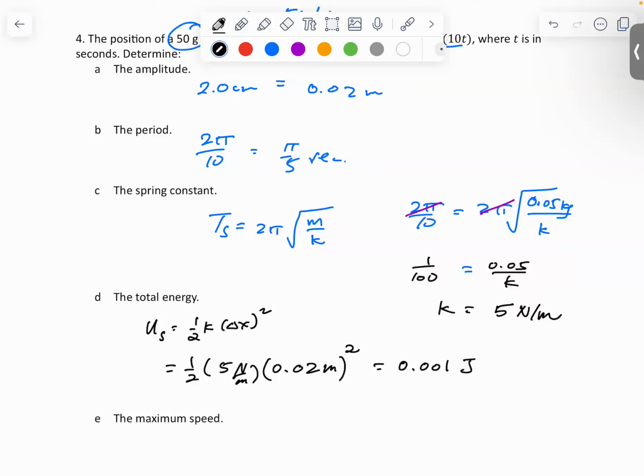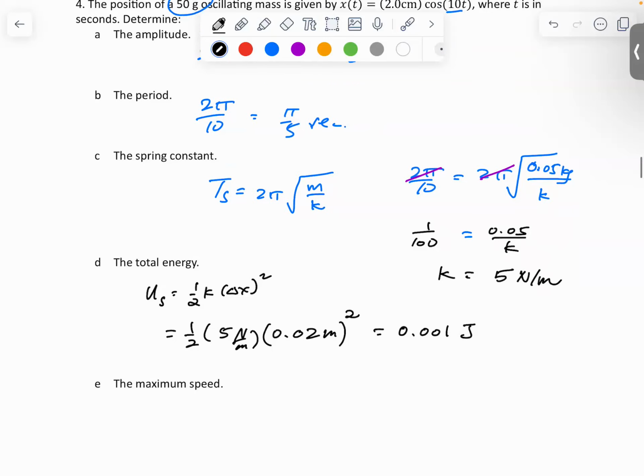Yeah, it's small. When the object is small, the compression is also very small. So that's why the energy is really small. It's just like how much energy is stored in your pen or pencil right now if you have a spring inside the pen. So it won't be too much.